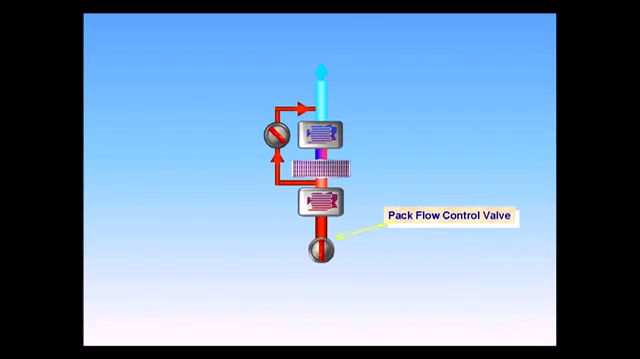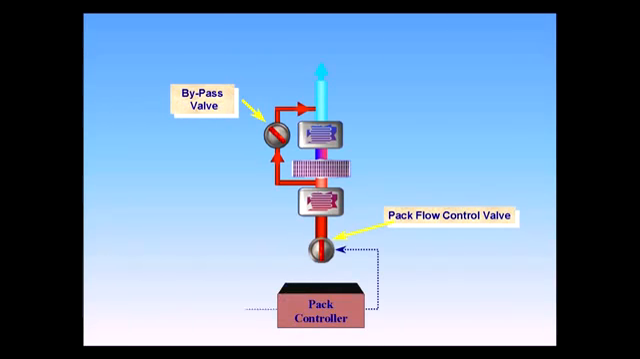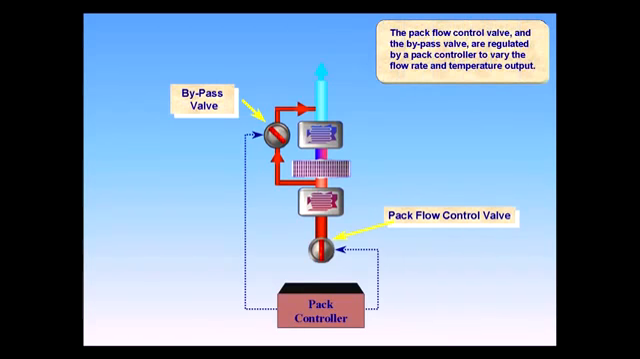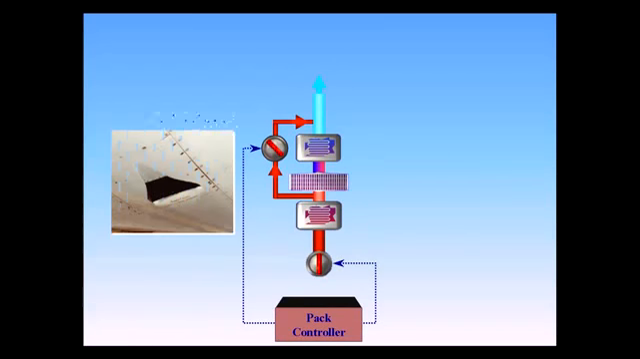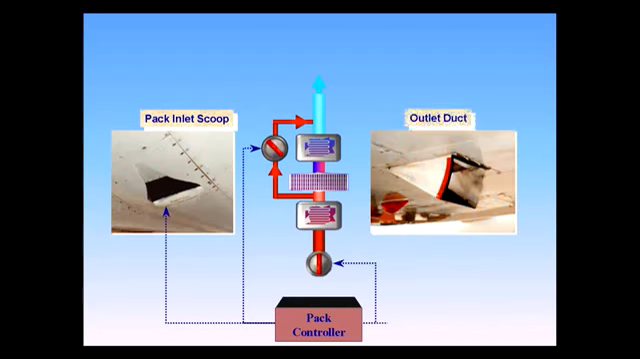The pack flow control valve and the bypass valve are regulated by the pack controller to vary the flow rate and temperature output. The pack controller also controls the inlet scoop and outlet duct to vary the amount of air passing over the heat exchangers. Note, to avoid ingestion of foreign matter, the inlet scoop and outlet duct close temporarily during takeoff and landing.